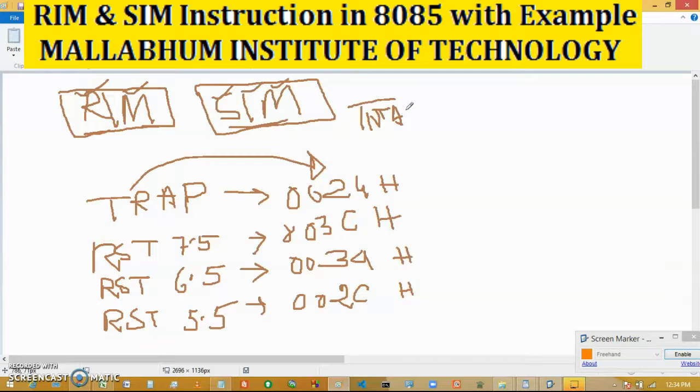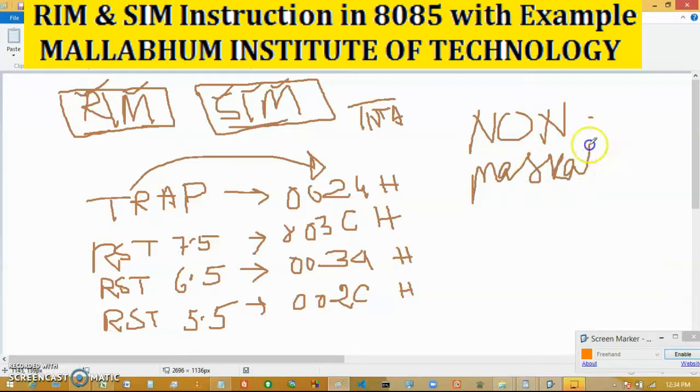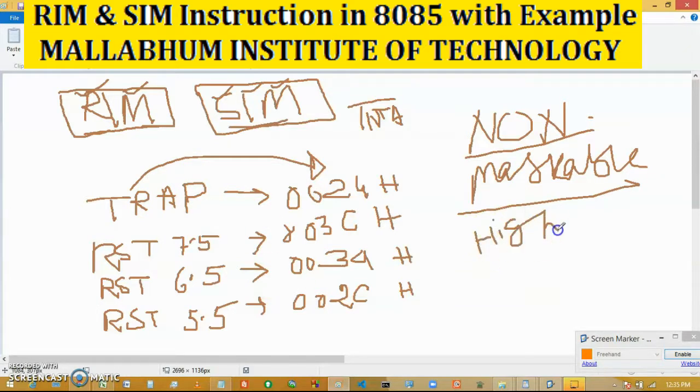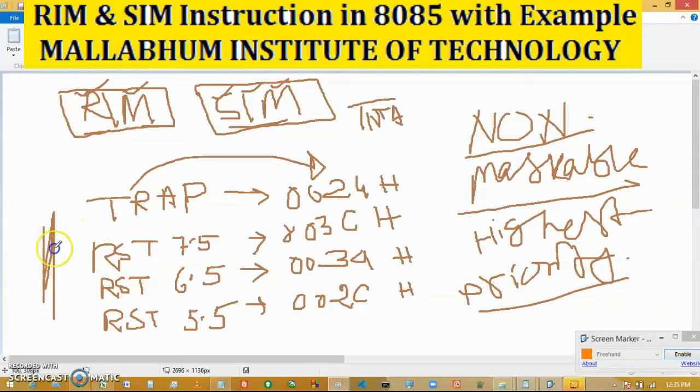Now the first interrupt is TRAP. TRAP is a non-maskable interrupt. What do you mean by non-maskable? The meaning of non-maskable is that it cannot be disabled once it's enabled. That means the microprocessor is going to give it full priority, the highest priority among these four interrupts.